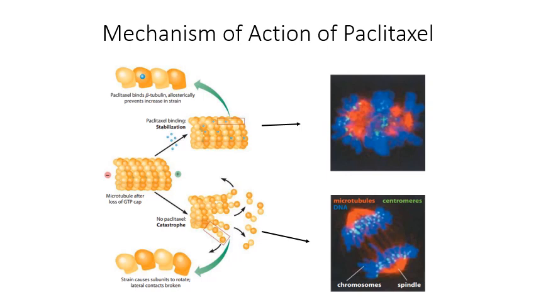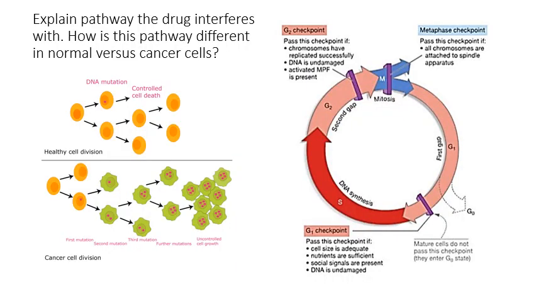This depolymerization is necessary during anaphase. Within meiotic cells, paclitaxel arrests cell division. Cells are unable to proceed from metaphase to anaphase, thereby preventing the cells from proliferating. Paclitaxel interferes with the mitosis stage of the cell cycle.